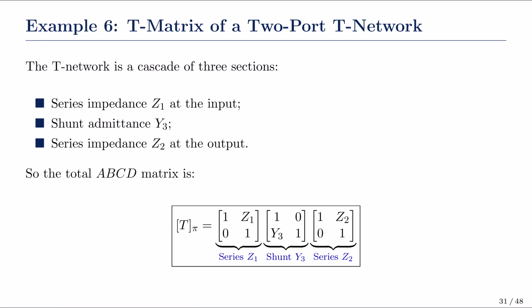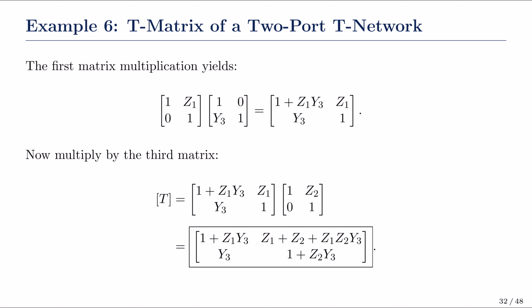Therefore, as with the pi network, the overall ABCD matrix is obtained by multiplying the 3 elementary transmission matrices in sequence. We first multiply the matrices of the input series impedance and the shunt admittance. The resulting intermediate matrix has 1 plus Z1 Y3 in the upper left position, Z1 in the upper right position, Y3 in the lower left position, and 1 in the lower right position. We then multiply this matrix by the transmission matrix of the output series impedance Z2. This gives the complete ABCD matrix of the T network.